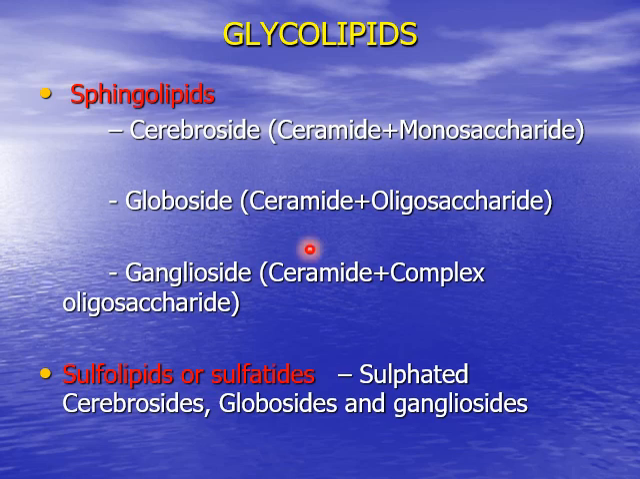Sphingolipids can be again classified into cerebroside, which consists of ceramide and monosaccharide. Ceramide consists of sphingosine and fatty acid. Globoside, which consists of ceramide and oligosaccharide, and ganglioside, which consists of ceramide and a complex oligosaccharide. Sulfolipids or sulfatides, examples are sulfated cerebrosides, globosides, and gangliosides.